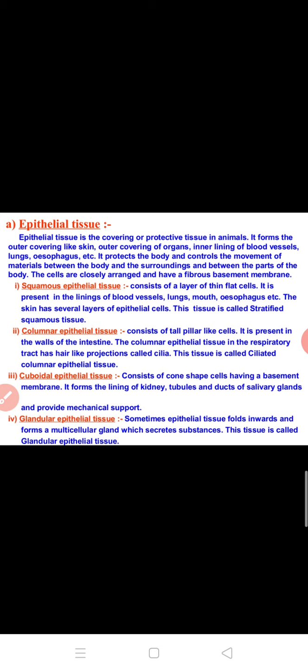So what are glandular epithelial tissues? Sometimes when epithelial tissue folds inwards and forms a multicellular gland which secretes substances, that is hormones, those are called glandular epithelial tissues. Let us have a look at a video by which you can easily understand the location of these tissues and the function of these tissues.